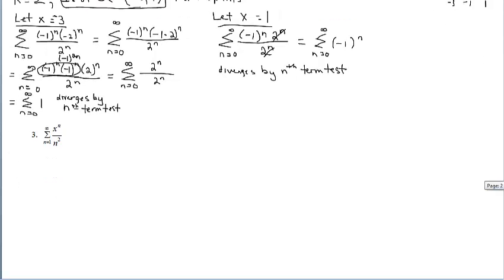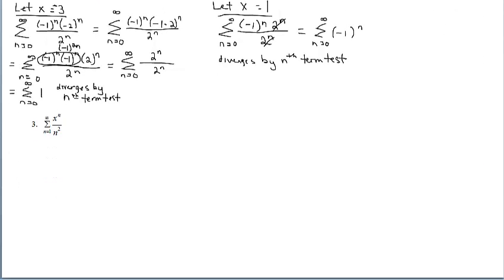All right, let's take a look at our third example here. Let's find its interval of convergence by finding the radius of convergence, which means finding it using the ratio test.